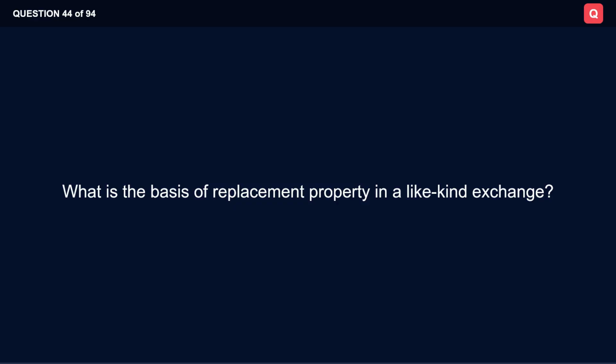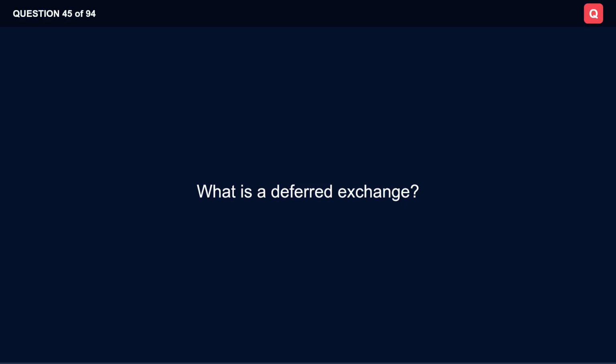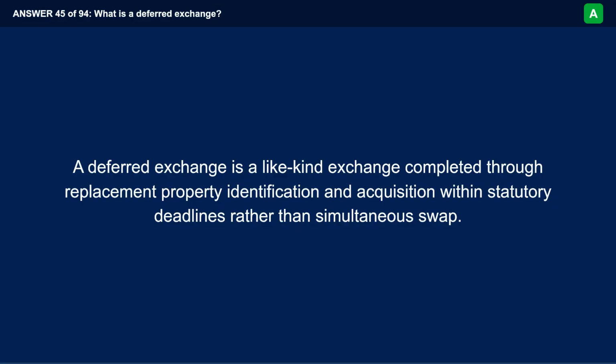What is the basis of replacement property in a like-kind exchange? Replacement property basis is generally the old basis, adjusted for boot paid, boot received, gain recognized, and loss recognized if any rule applies. What is a deferred exchange? A deferred exchange is a like-kind exchange completed through replacement property identification and acquisition within statutory deadlines rather than simultaneous swap.